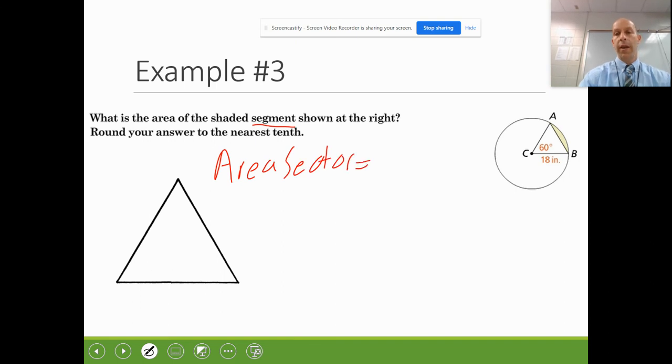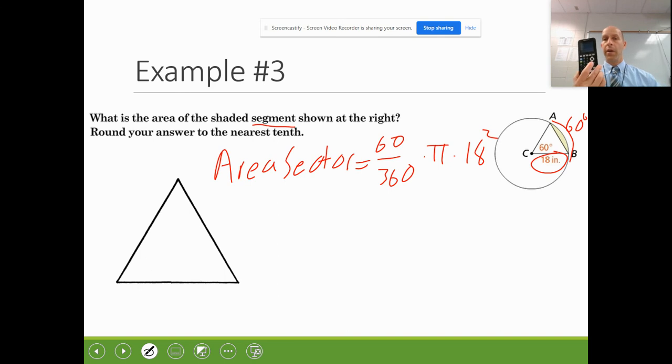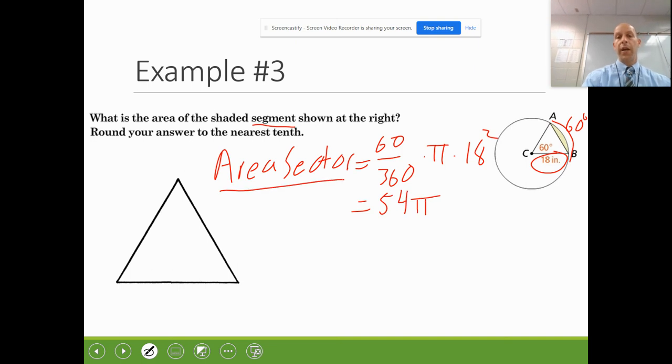Remember, in this case, if this is 60 degrees, then that arc is also 60 degrees. So we're going to do 60 over 360 times pi times, and it looks like the radius here is 18. We've got to square that. I'm going to let my calculator do the work for me and leave this answer in terms of pi. 60 divided by 360, times 18 squared, and I get 54 pi. So that's the area of the sector.